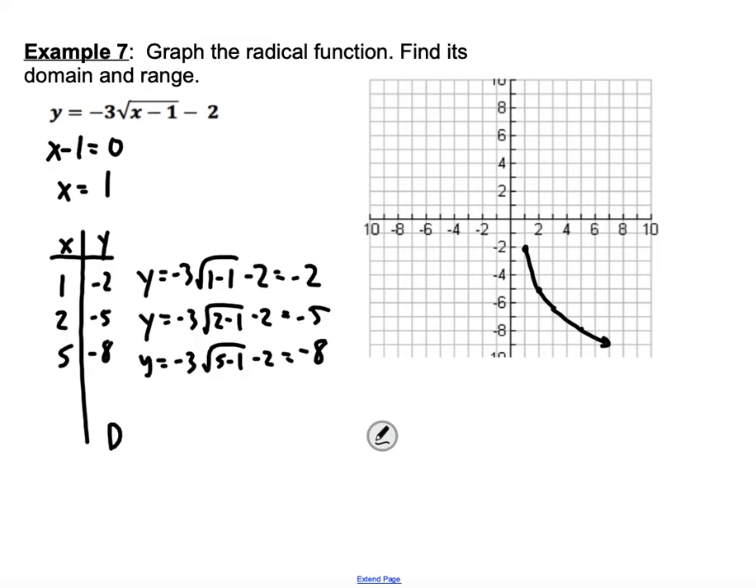So let's name our domain and range. Look at your x values. They started at 1 and just got larger. So that's easy. 1, infinity, parentheses. What about the y's? Those are not getting larger, they're getting smaller. Negative 2, negative 5, negative 8. And then look at your graph there. It's going down, down, down, down, down. So the bottom of my graph is down there at negative infinity. And my top of my y value at the very top there is sitting up there at negative 2. So parentheses, negative infinity, comma, negative 2 bracket.